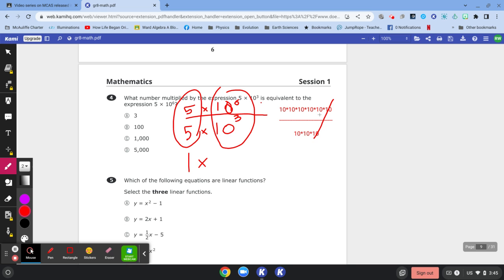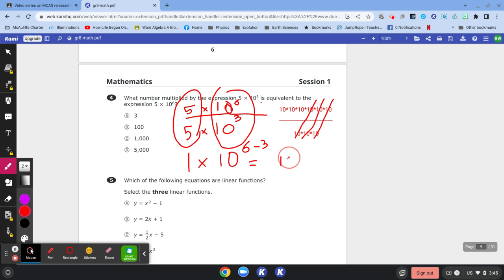So that pair of 10s cancels out, that pair of 10s cancels out, and that pair of 10s cancels out, which is a much more complicated way of saying that we can just say 10 to the sixth minus 3 power, which we can just simplify into 10 to the third power. So 1 times 10 to the third power is just going to be 10 to the third power.